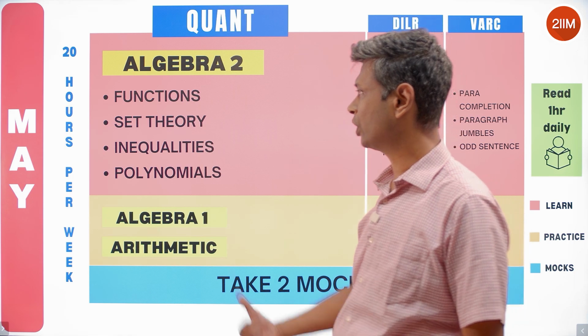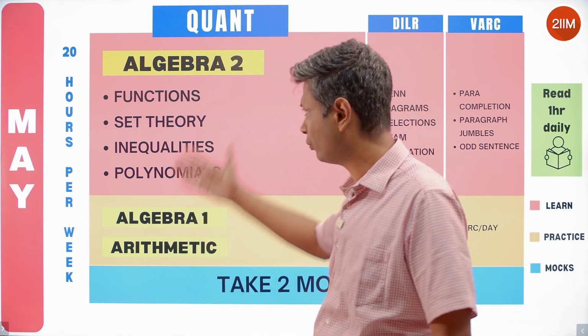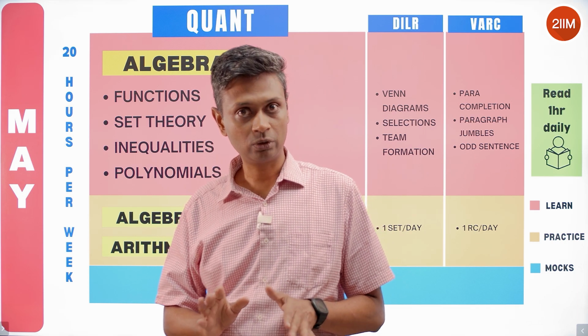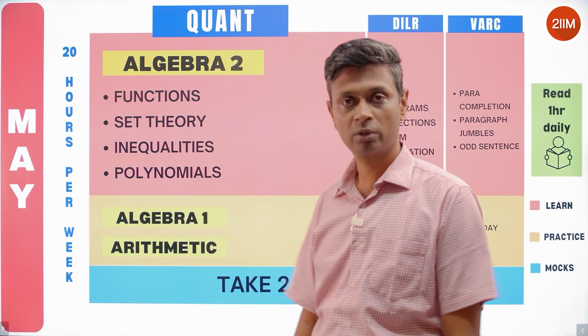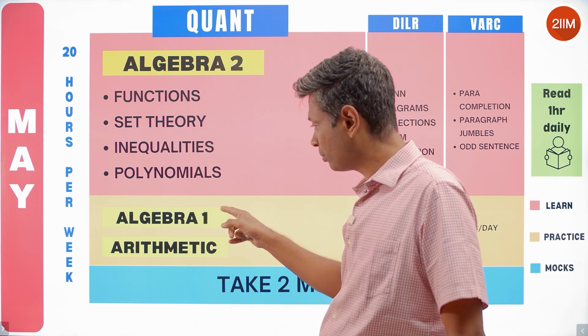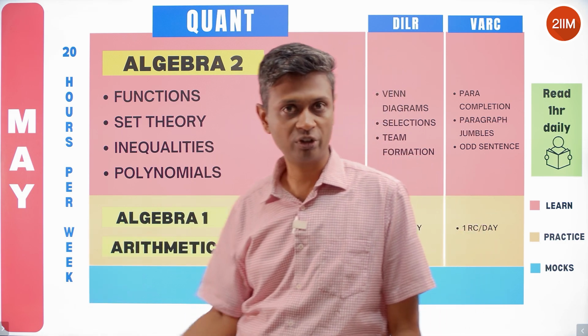Then we go to algebra 2: functions, set theory, inequalities, polynomials. These are tougher topics. Right? These are probably the trickiest topics in CAT. But we are into the 4th month. We've done all of arithmetic, some basic algebra in place. We can finish this. Revisit algebra, but touch upon arithmetic also, as far as the quant is concerned.